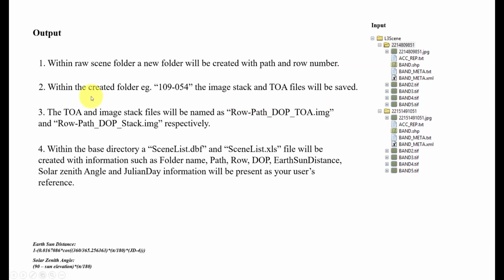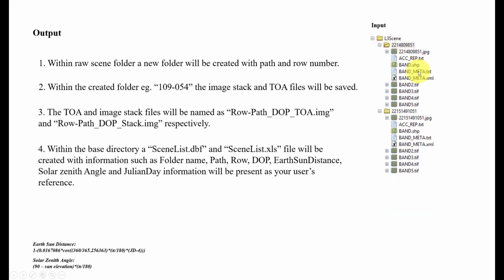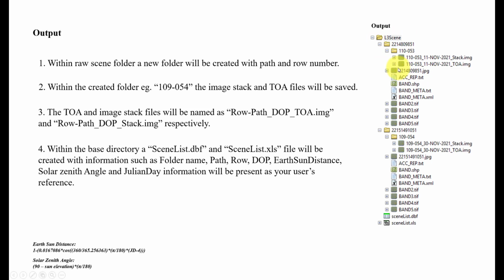And what will be the output? After running this tool, you will get output in this manner. The input data structure is like this and the output will be like that. This is the input, this will be the output. Here in the output, within the Landsat 3 scene base directory, each scene is kept in a different folder. Within that folder, another folder will be created with the scene name.